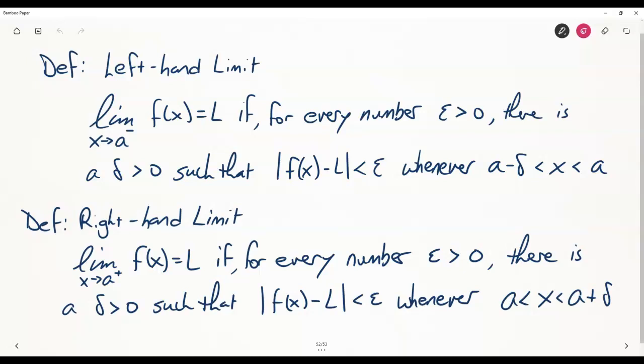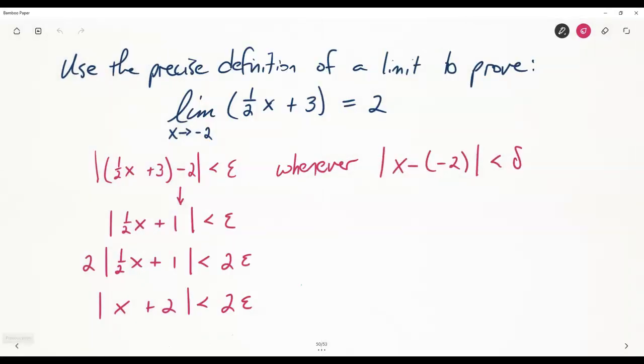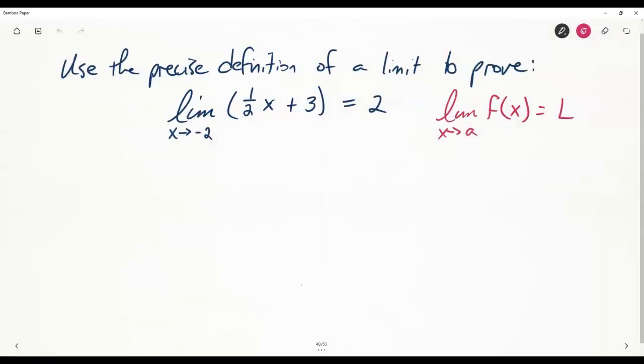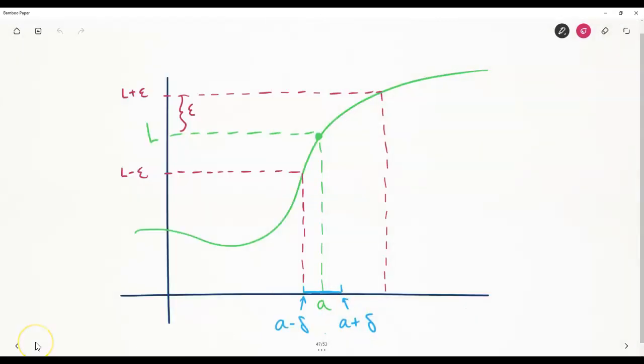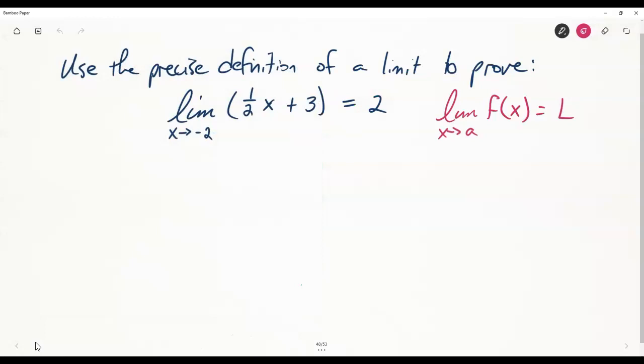If I go back to this picture, and I'm coming back to this slide in just a second. Okay. This value right here, this value of x, this is a minus delta, this is a plus delta. For the left-hand limit, we're only looking at values of x that come out of the blue interval that you see right now, from a minus delta up to a. The right-hand limit will do just the opposite. It's going to start at a and go up to a plus delta.